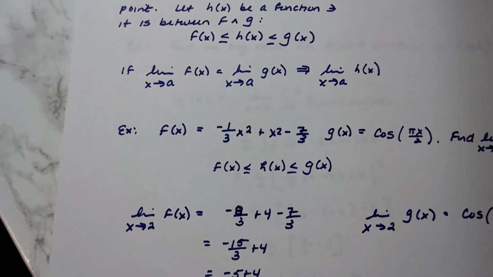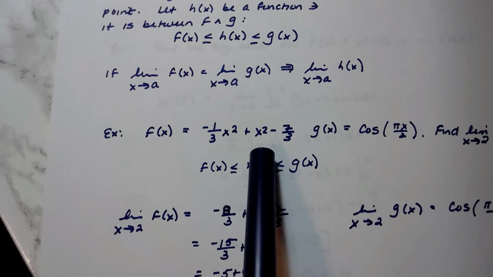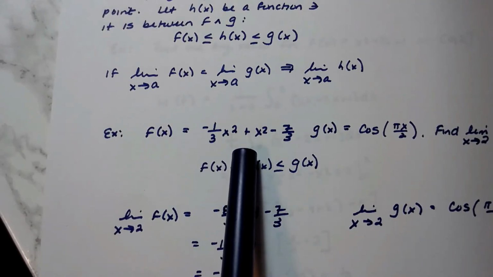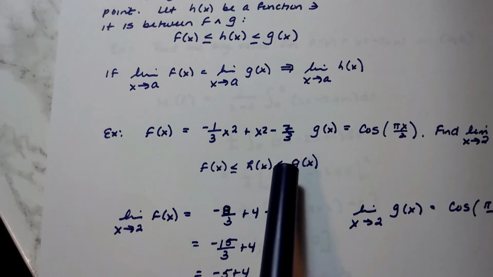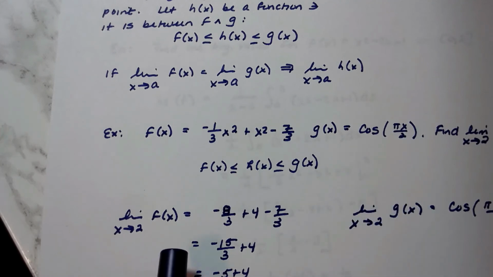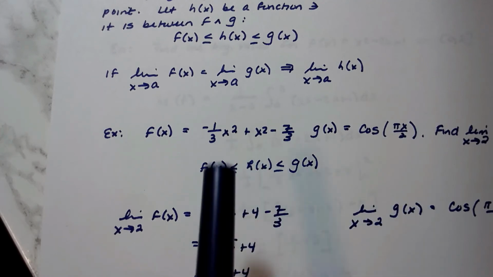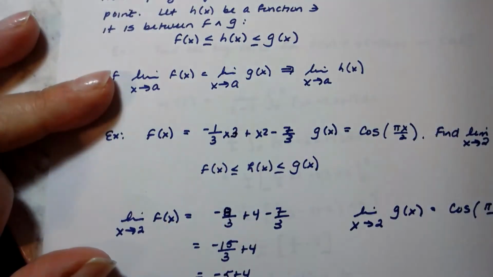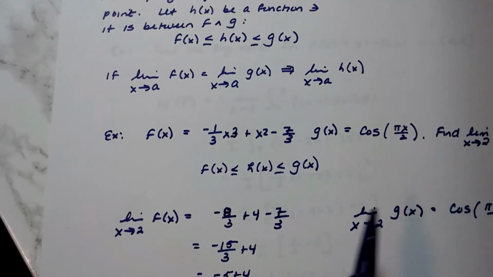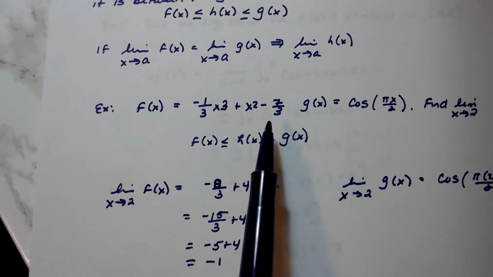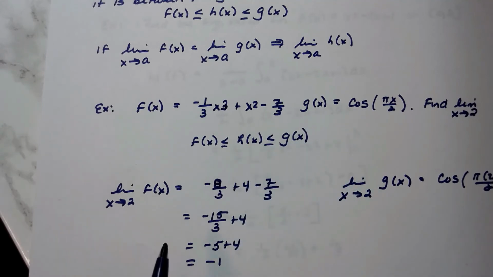Algebraically, an example would be like this. You have some function f, negative 1/3 x squared plus x squared minus 7/3, and g is the cosine of pi x over 2. They want you to find the limit. Maybe this should have been cubed. Yeah, this should be cubed. So find the limit as x approaches 2. What I know is that f is given and g is given and h is some function in between. I don't know what h is, but it doesn't matter what it is.